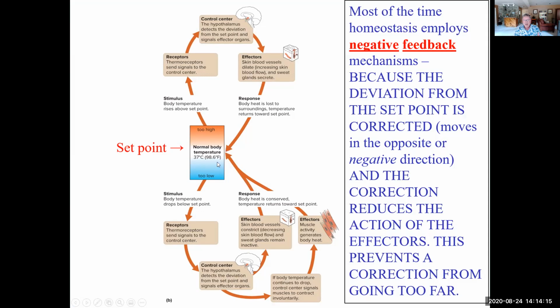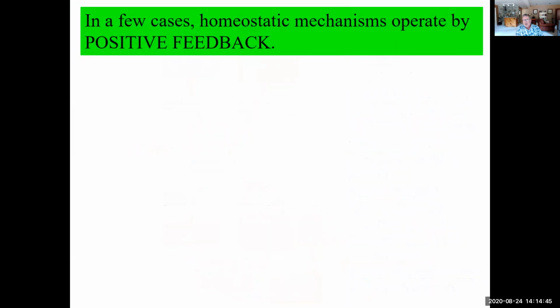In the wintertime, when we get too cold, again, you can read through this series of loops, same sort of idea. Receptors pick up on this temperature drop. The hypothalamus compares it to 37 Celsius. And you can read about how our body can generate heat, conserve it in the core of the body, all in an effort, again, to maintain that important body temperature of 37 Celsius.